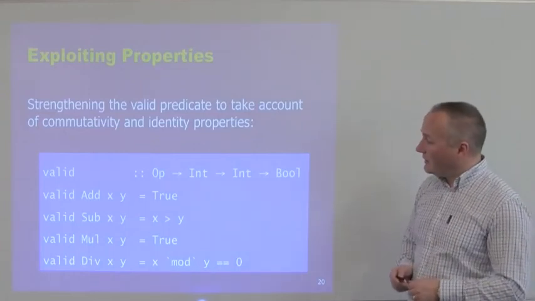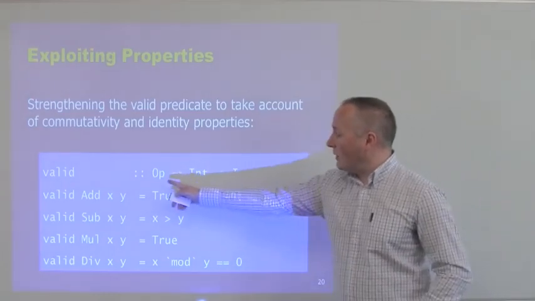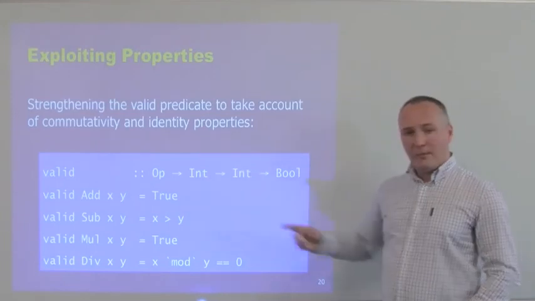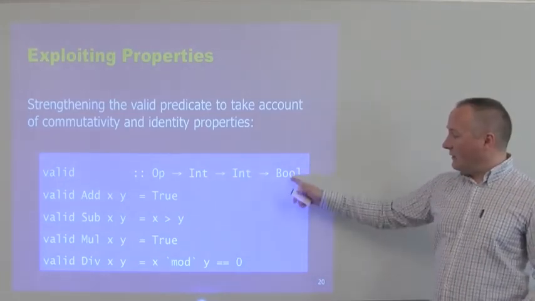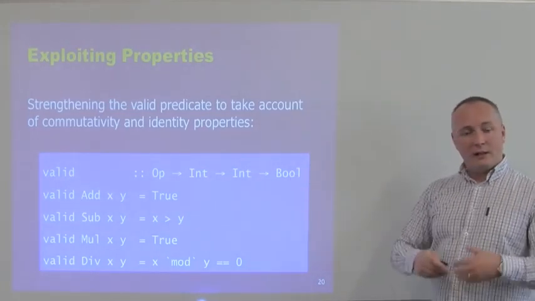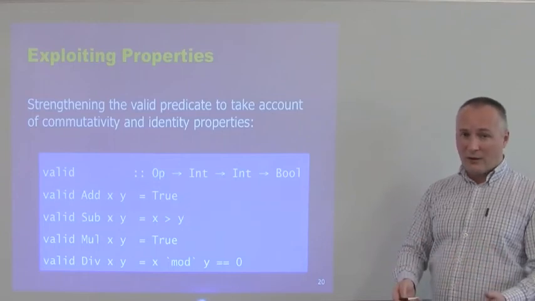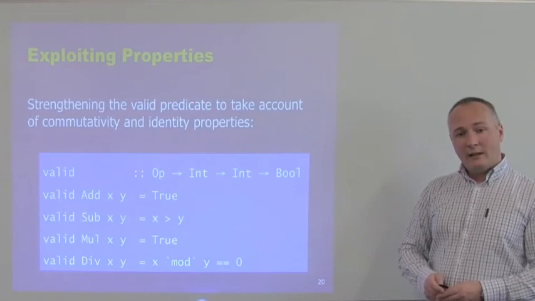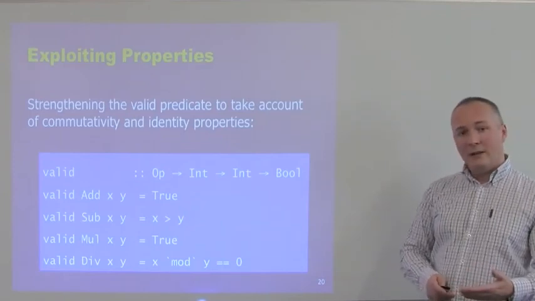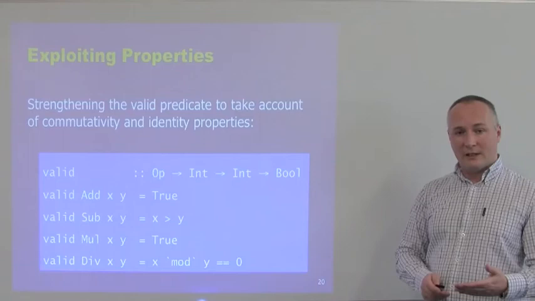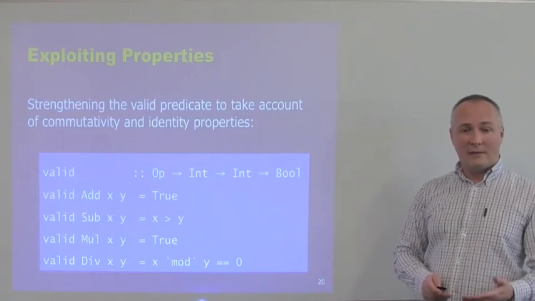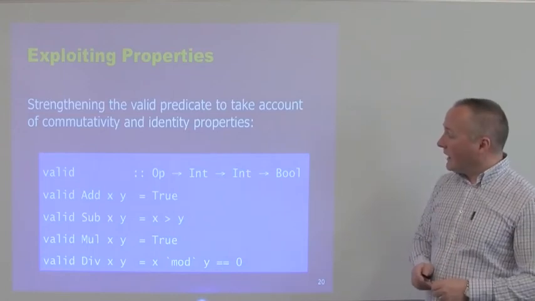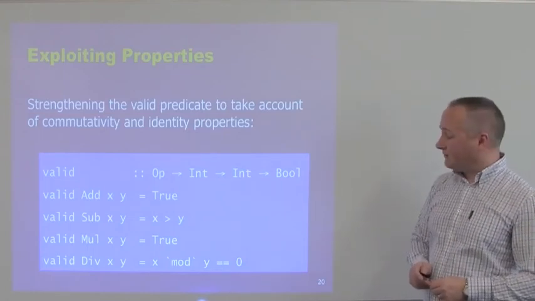So remember what the validity checker did: it took one of the 4 arithmetic operators, it took 2 positive natural numbers, and it returned true or false to say whether the result would be a positive natural number as well. Here's the definition which we started with. Let's modify it now to take account of these simple commutativity properties, to say that addition and multiplication are commutative. It doesn't matter in which order you do them, and simple identity properties as well.